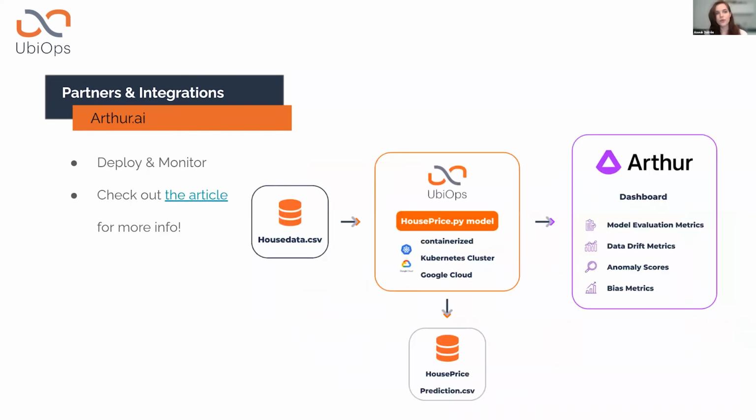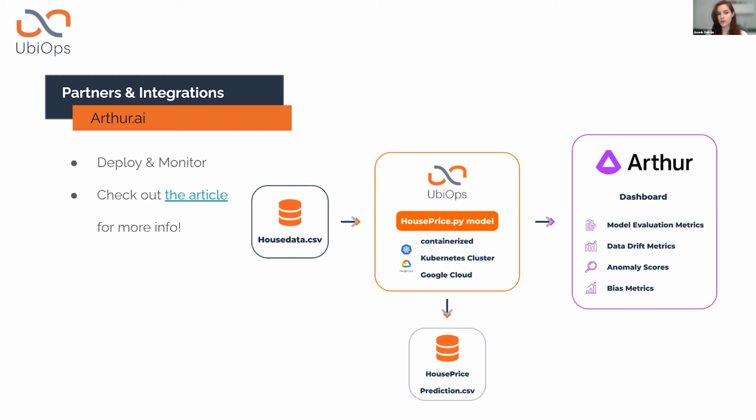Then another one we've worked with is Arthur.ai. Arthur.ai is a monitoring platform. And of course, UbiOps does a bit of monitoring, but sometimes there's a need for more data science specific monitoring, and we realized that. So we decided to look for partners that are really good at this monitoring side, and Arthur.ai is one of them. They're especially good at explainability, if you really need insights into the explainability of your model.